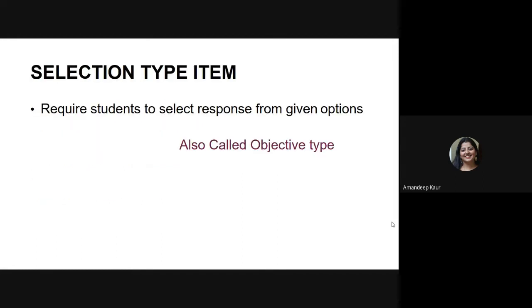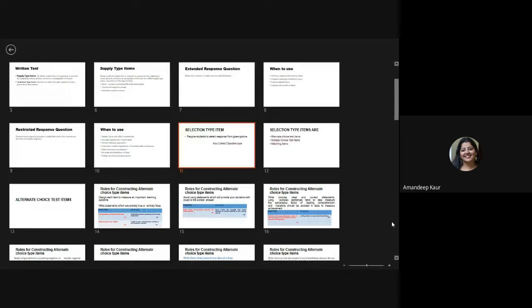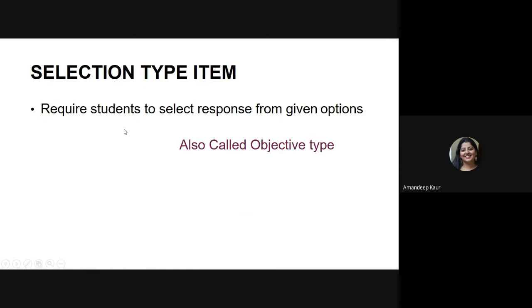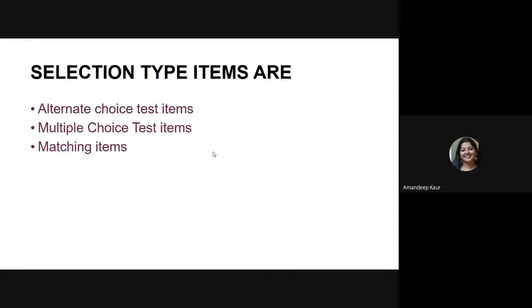The next type of test item is the selection type of test item. When we say selection type of test item, it requires the student to select a response from given options. It is also called objective type of test item. In selection type of test item, we have again three different categories. The very first one is alternate choice test item. Second one is multiple choice test item and the third one is the matching type of test item.